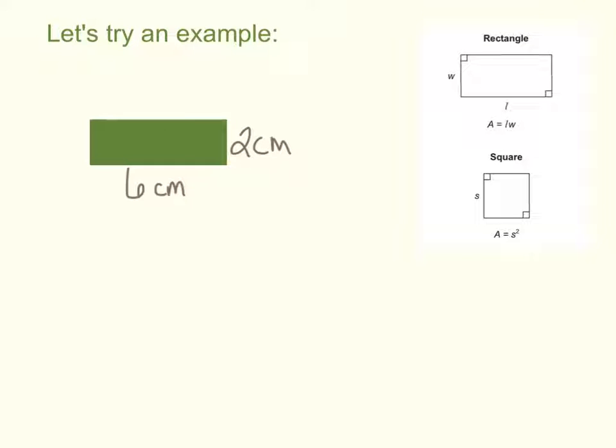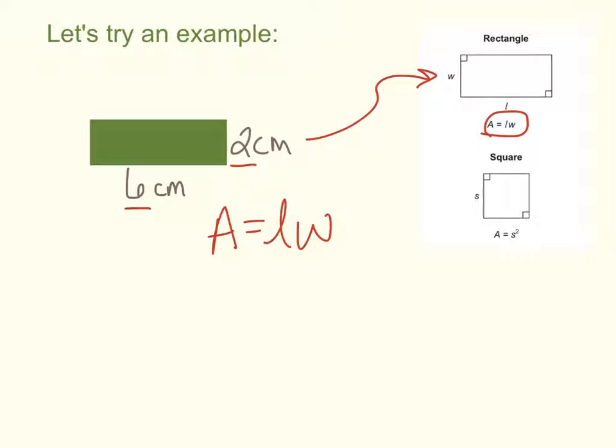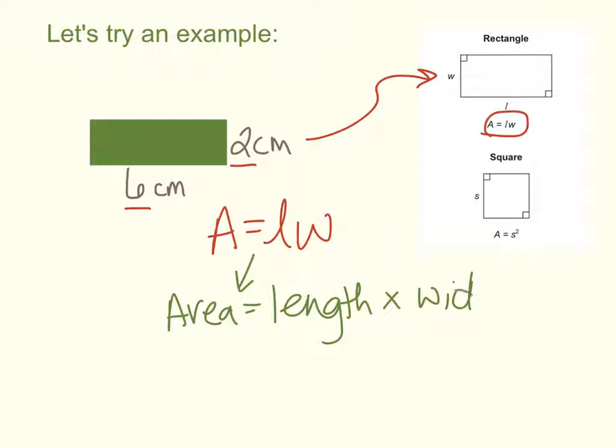So let's try an example together. The first thing that we want to do is look at the shape that we have on our screen, and we can see that because our length and our width are two different measurements, we are going to be looking at a rectangle. So we are going to use the area formula for a rectangle, and that is A equals LW. Let's just review very quickly. This really is area equals length times width. Anytime you see two letters side by side, there is an invisible multiplication sign in between them.